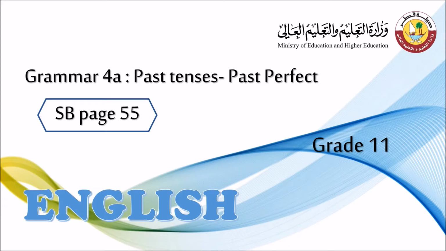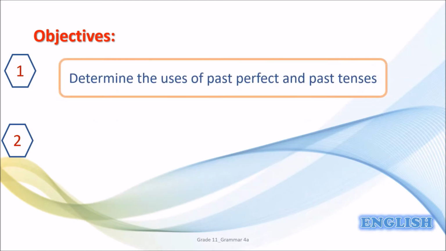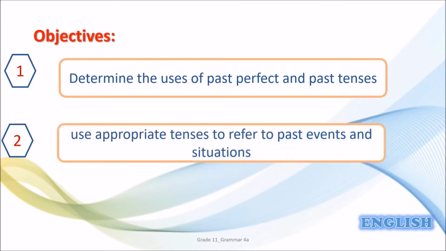So in today's lesson, we are going to study the past tenses, mainly the past perfect. Kindly get your books open on page 55. We are going to cover two main objectives. First, you are going to determine the uses of past perfect and past tenses through situations. And second, you will use appropriate tenses to refer to past events and situations.